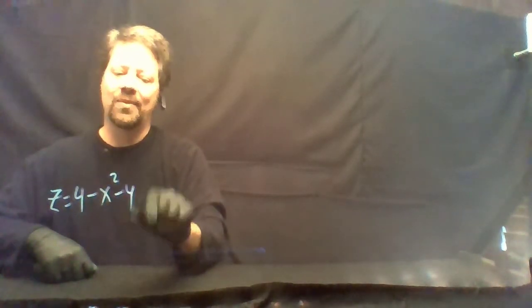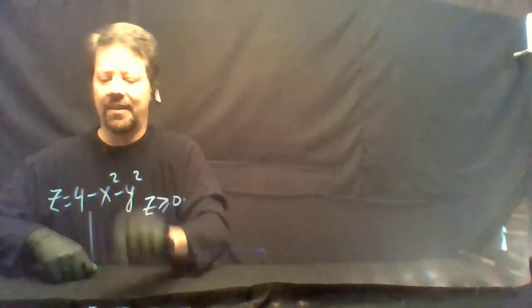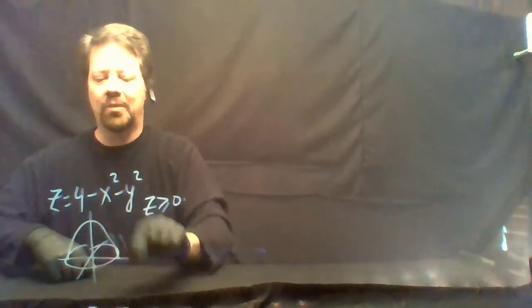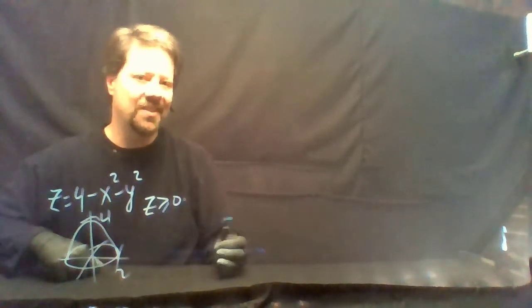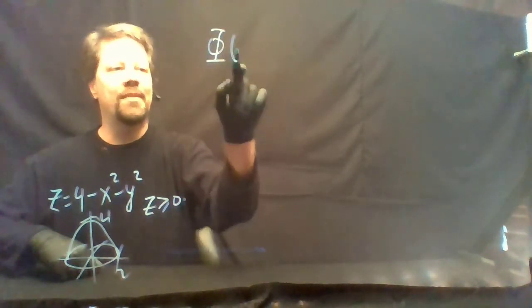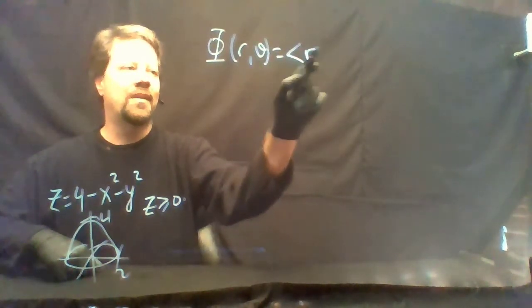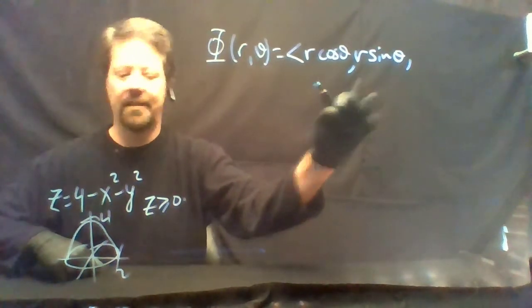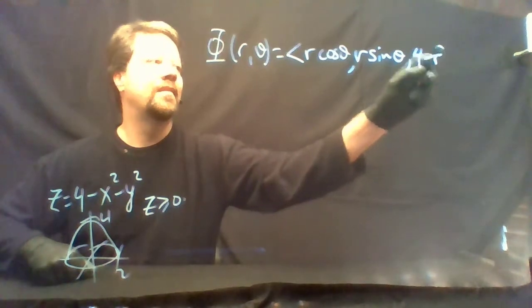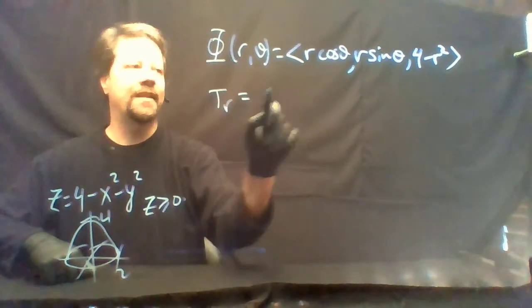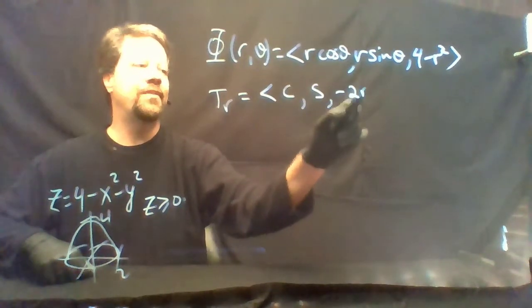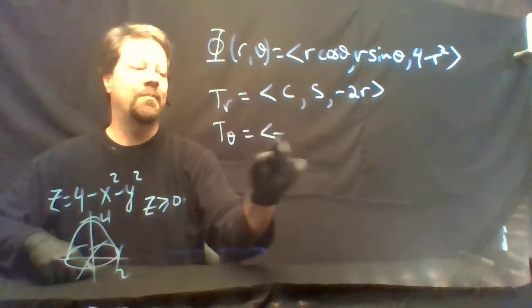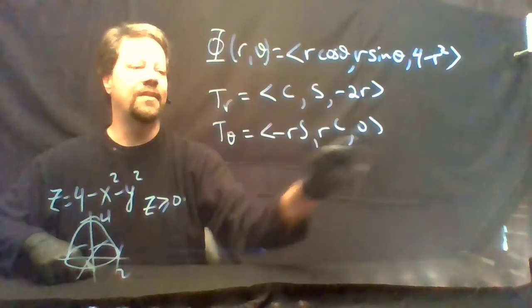Let's work an old example to see how this works out. Z equals 4 minus x squared minus y squared, z above 0. Our old elliptic paraboloid peaking at 4, intersecting the axis at 2. You'll recall that our parameterization was r cosine theta, r sine theta, and then 4 minus r squared. So the tangent vectors were cosine, sine, negative 2r, and T theta being minus r sine, r cosine, and 0.